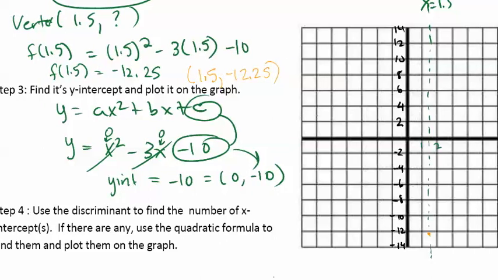Okay, so let's go ahead and plot that. (0, -10). So that would be here. And let me use that same orange color that I was using before. Okay, so there we have 2 points. And remember, let's use symmetry.